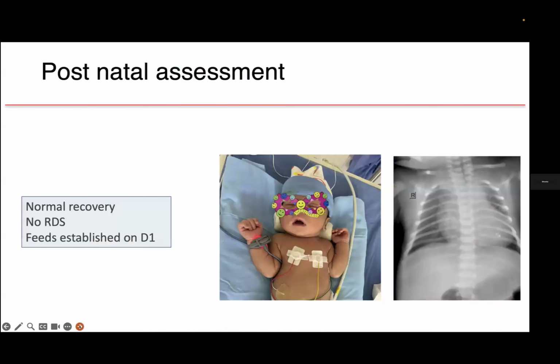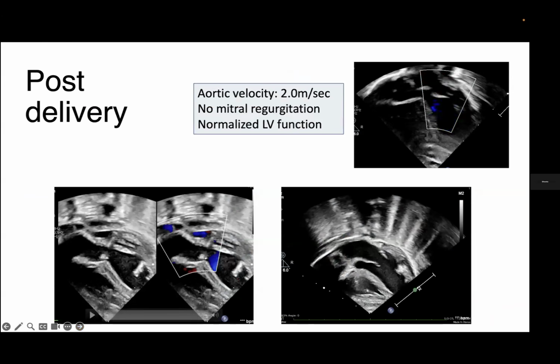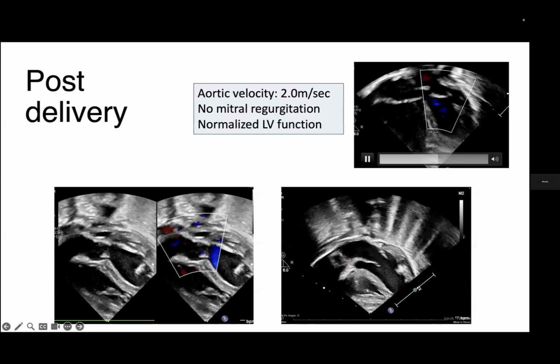We followed up this baby for future development of re-aortic stenosis or ventricular dysfunction, but this child did extremely well, was delivered normally at term, and did not require any respiratory support. On X-ray, you can see that the device is in position. And after birth, you can see that the left ventricle is good size.